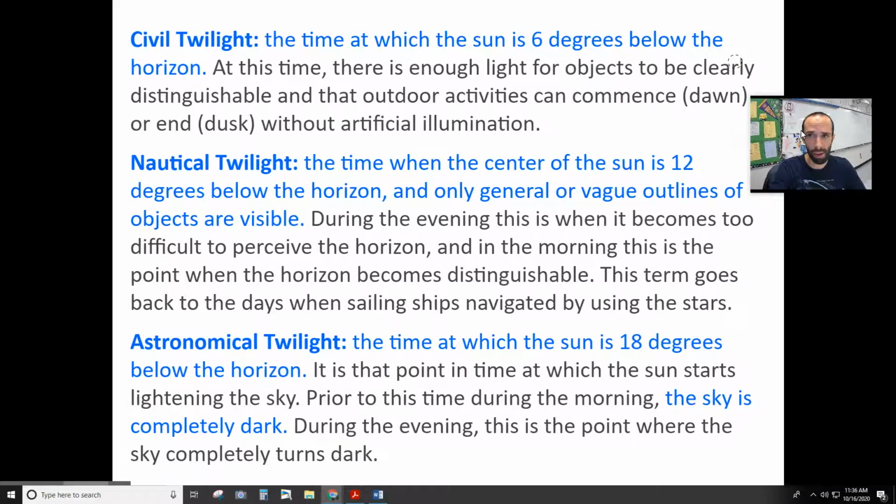We call it civil twilight because it's related to humans, our outdoor activities. We can still do stuff. It's still bright enough to see, but you might need your lights on in your car, and the street lights might start coming on.